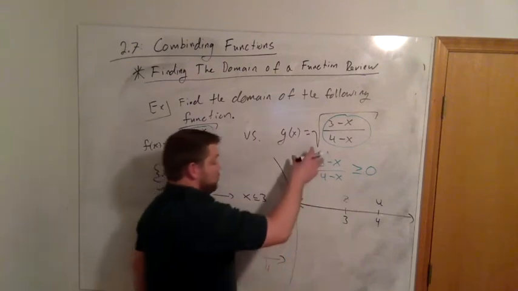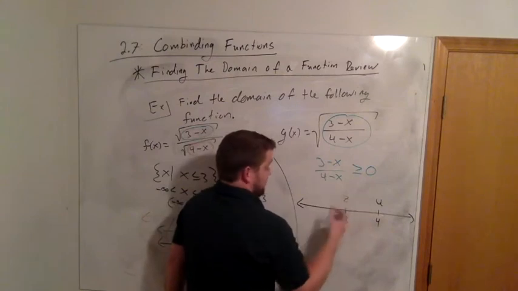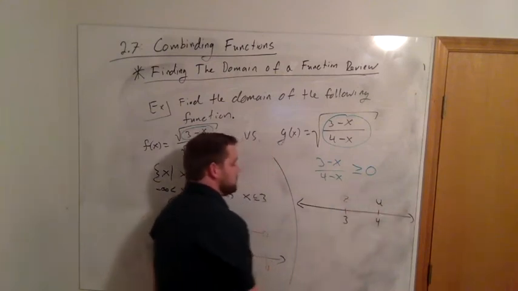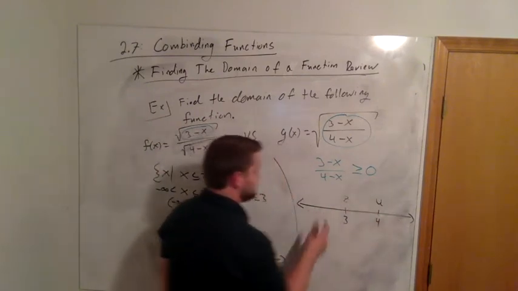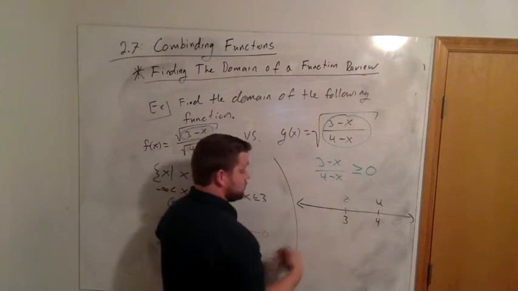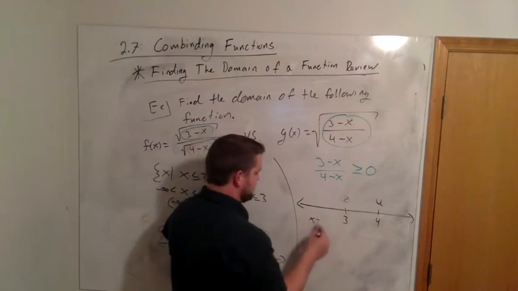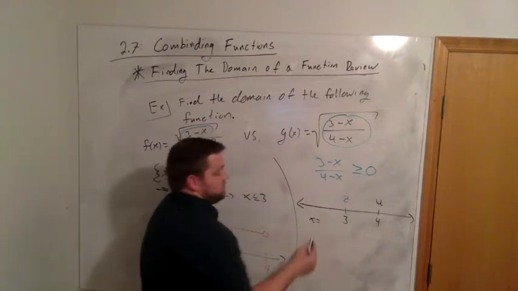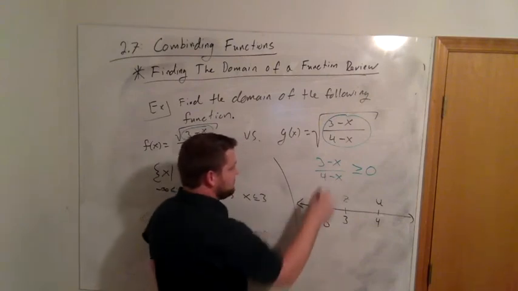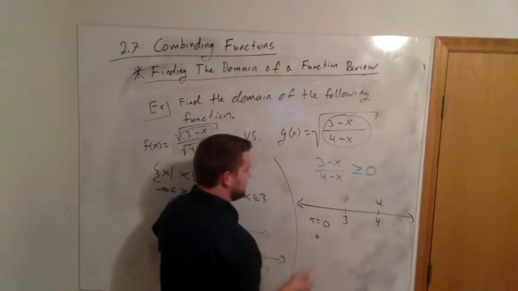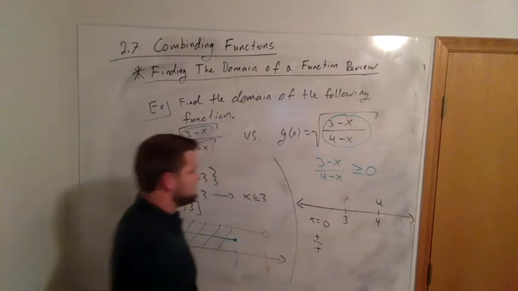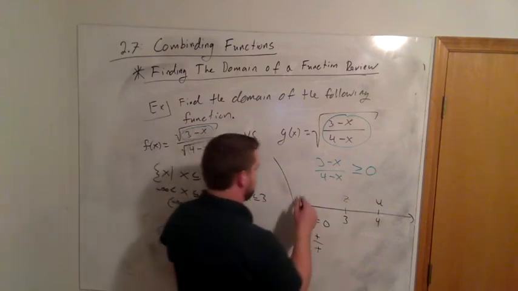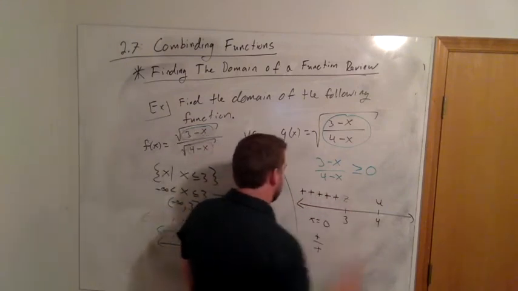Now the graph is only going to be able to flip sign by crossing over 3 or crossing over 4. So let's think about what's going on here. We can make a sign chart for each of these regions. Let's first start by picking a value less than 3. How about 0, for example? If I plug in 0, I'm going to get 3 minus 0, a positive answer, and 4 minus 0, another positive answer. So I'm going to get a positive over a positive. So the graph should be positive in this region.